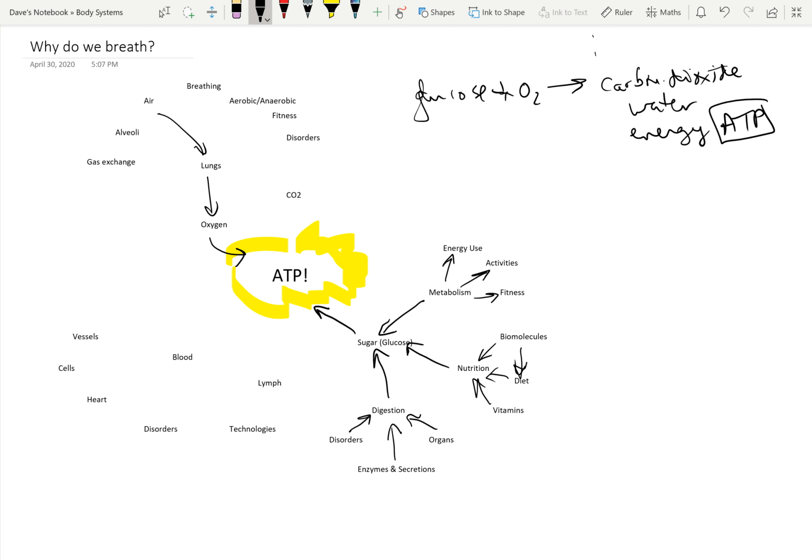Now you look at the respiratory system, and if I was to ask you what the function of that is, you would say to get oxygen. So we already mentioned where that comes from. It comes from the air because we're breathing the air in.